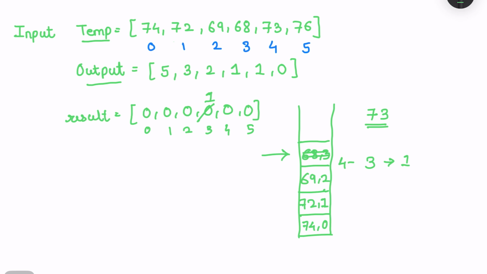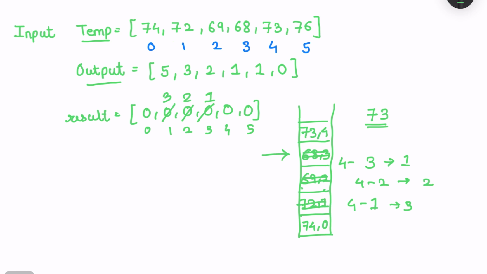Next I'll check 73 with 69. Again 73 is greater, so I'll do the same procedure. 4 minus 2 gives me 2, so at index 2 I'll put 2. Then 72, again 73 is greater than 72. So 4 minus 1 is 3, and I'll put 3 here. Now I'll check if 73 is greater than 74. No, it's not, so I'll put 73 and its index, that is 4.